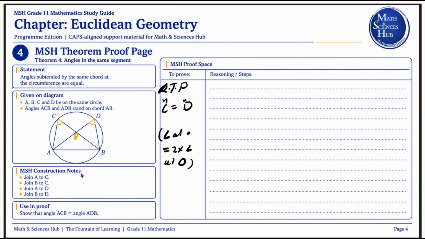So construction wise, we need to join OA and OB as part of our proof, right? So let's do it with green. Try to draw some solid lines. So OA and OB, given that O is the center of the circle, right? Now let's change the color.